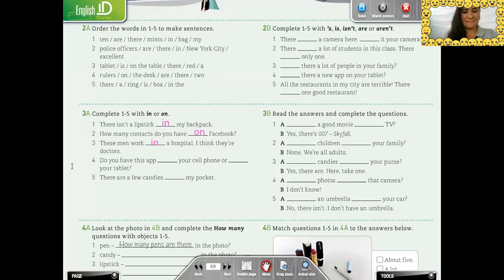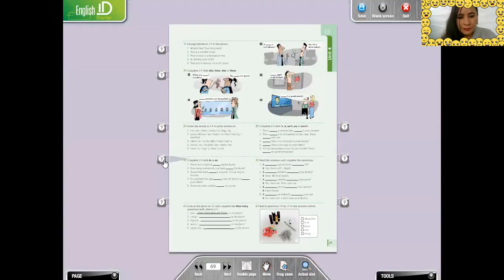Do you have this app on your cell phone or on your tablet? And number 5. There are a few candies in my pocket. In my pocket. Well, I'm going to show you the answers right now. Wait for me a second, in order for you to check those exercises.